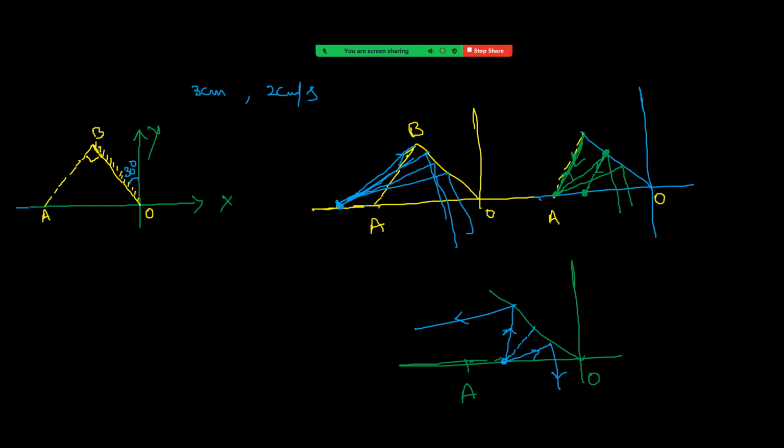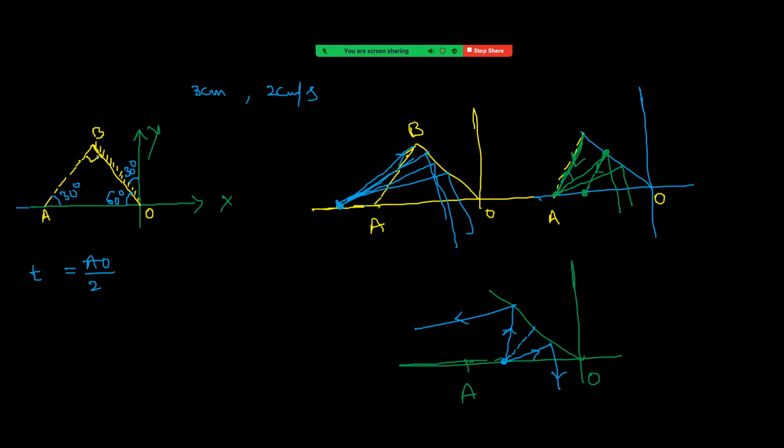Now see what we can do. Length is given as 3. Now time taken means how much time it can see its own image. That means time taken to reach point O from A. Length of AO upon speed. Speed is now 2 centimeter per second. And see what's the value of AO. This is 30. This is now 60. Okay. Then this is also 30.